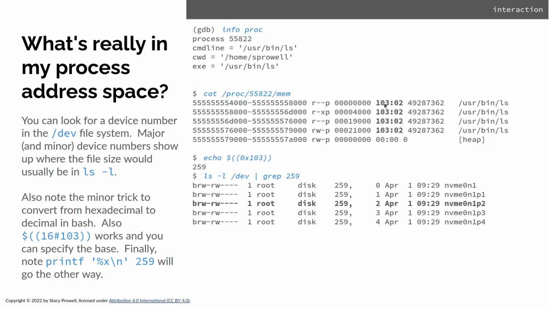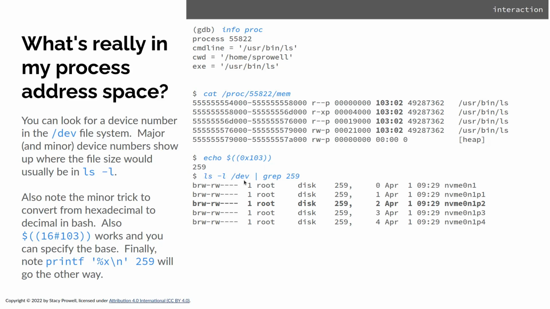So it turns out these are hexadecimal, which is a dirty trick. You might look at this and think, I can't find device 103. You can't find device 103 because it's hexadecimal. So let's convert it to decimal. This is the little bash trick that will do it. And it turns out it's device 259.